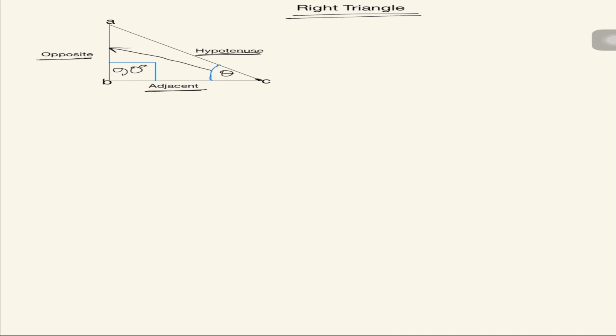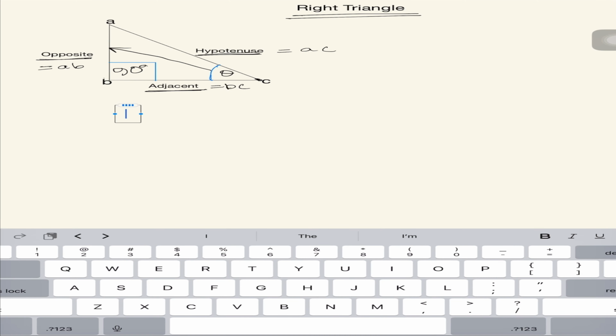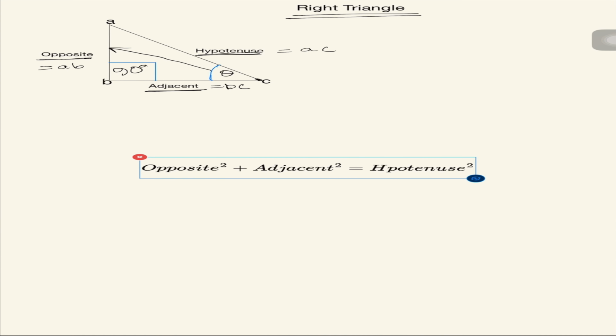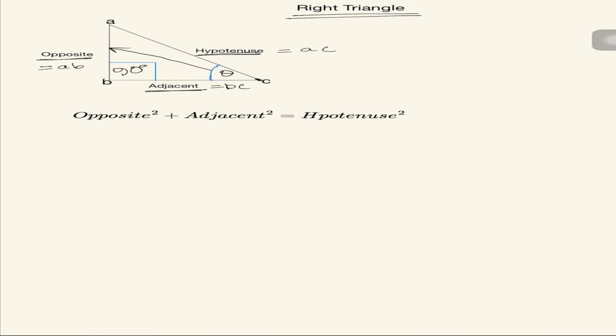Now it's very important to understand this part. Here, the hypotenuse is AC, the adjacent is BC, and the opposite is AB. Hopefully all of us know the Pythagorean theorem. The Pythagorean theorem says that when we square the hypotenuse, it's equal to the opposite square plus the adjacent square. So if you add the opposite square and the adjacent square, we get the hypotenuse square.